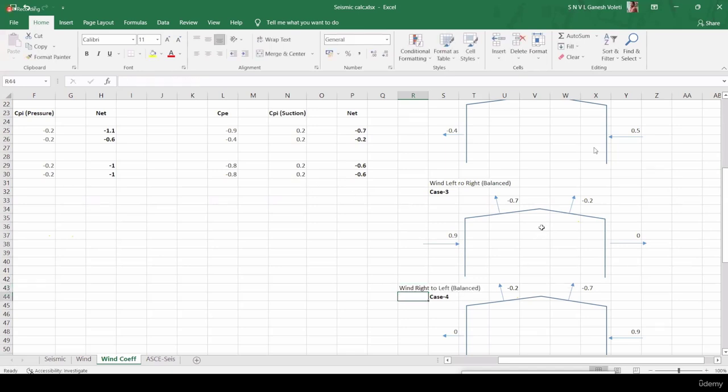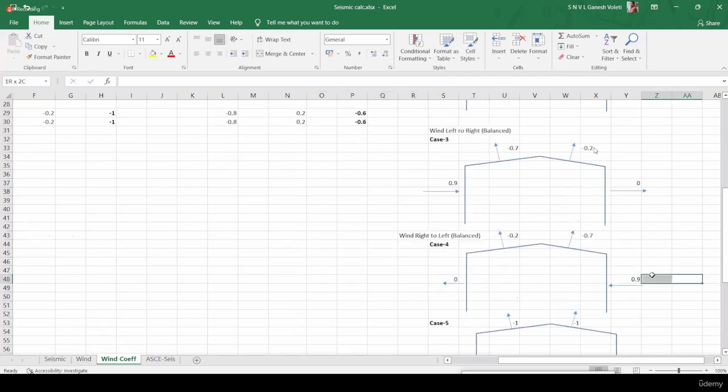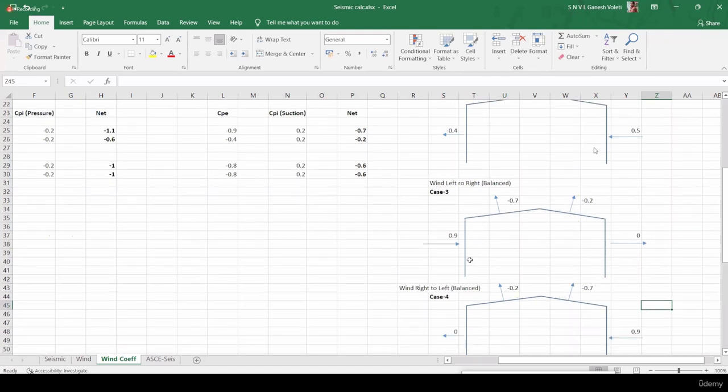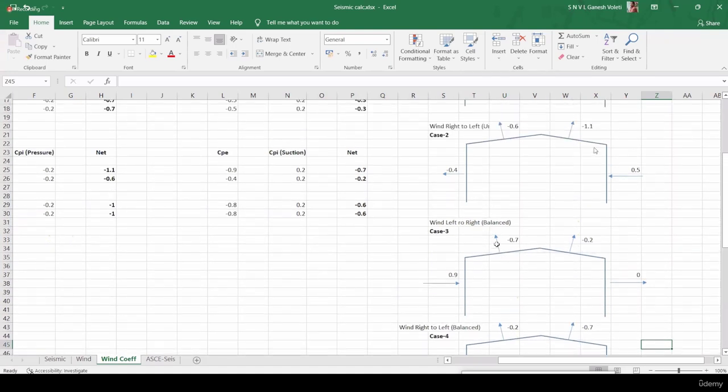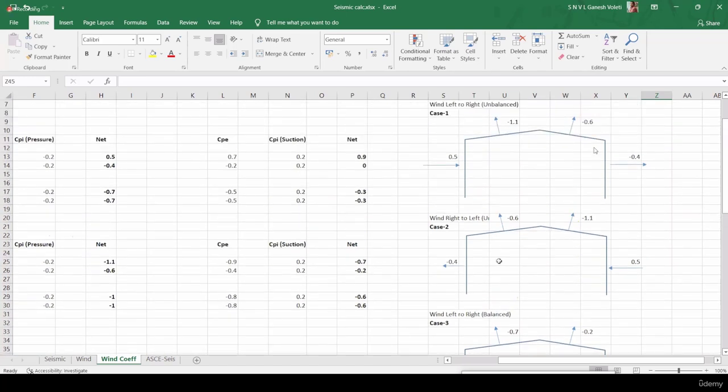Okay, wind right to left. So nothing but in the third case, wind is going in this direction. In this fourth case, wind is going this direction. Sir, why is it balanced and the upper one unbalanced? Sorry, balanced I have mentioned. Okay, this one. Not clear, sir. Balanced and unbalanced, how? Both the forces are moving the column to the right side.